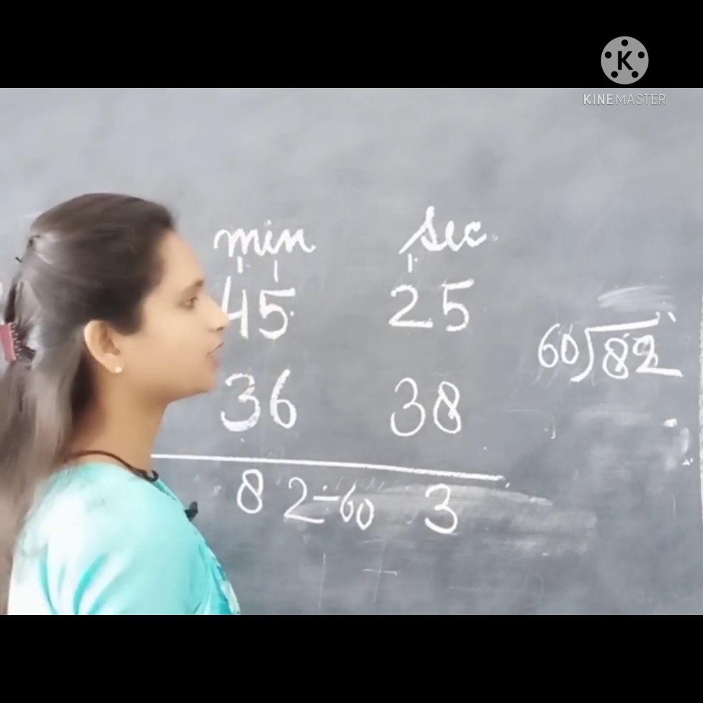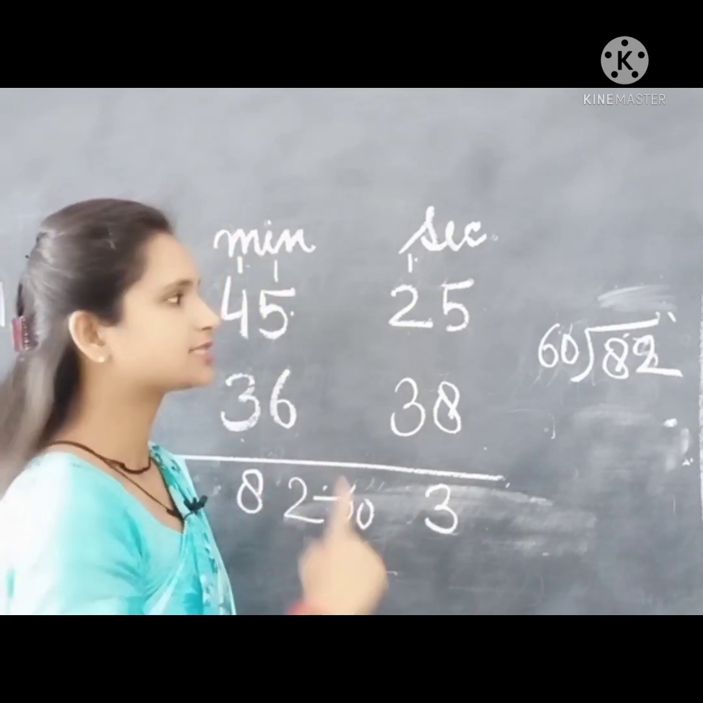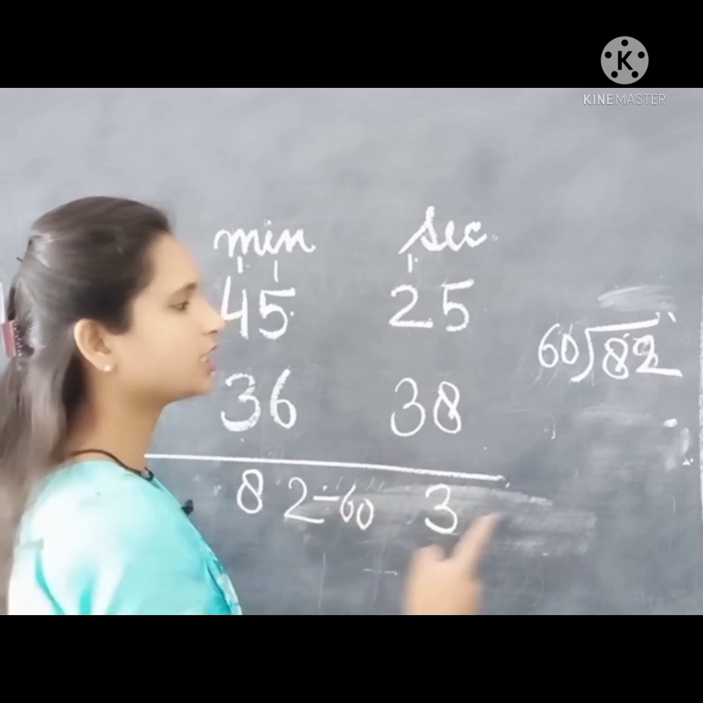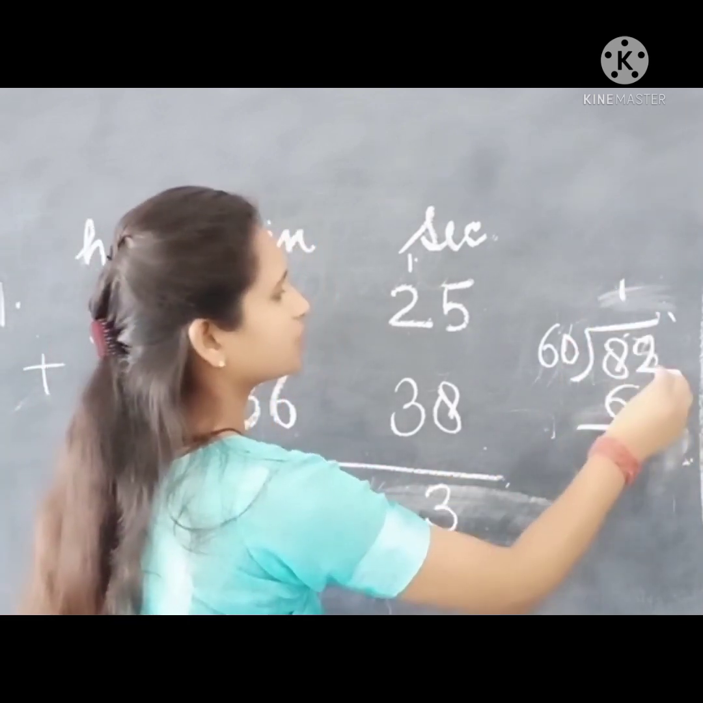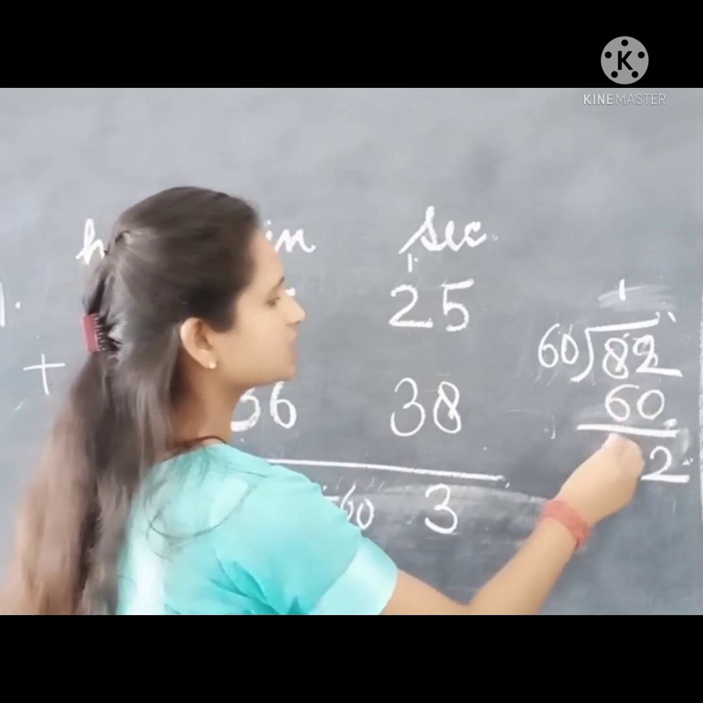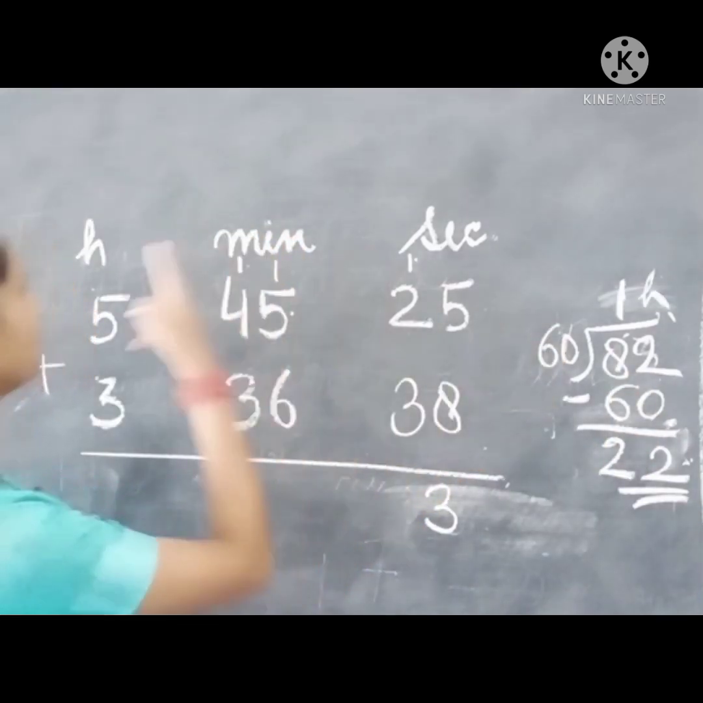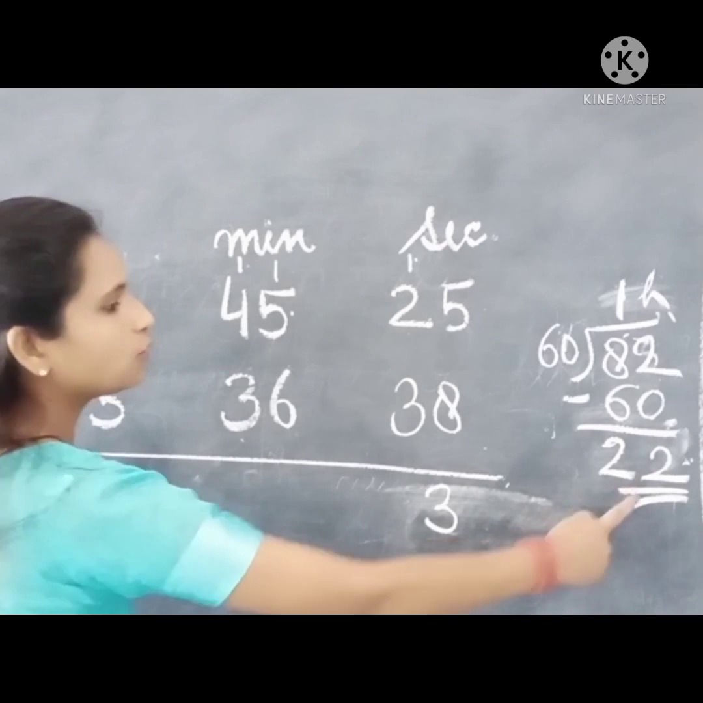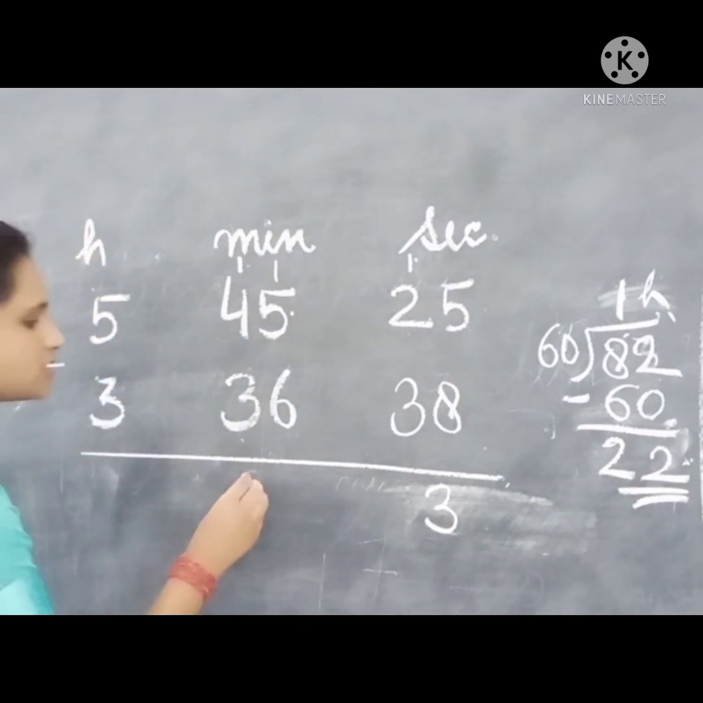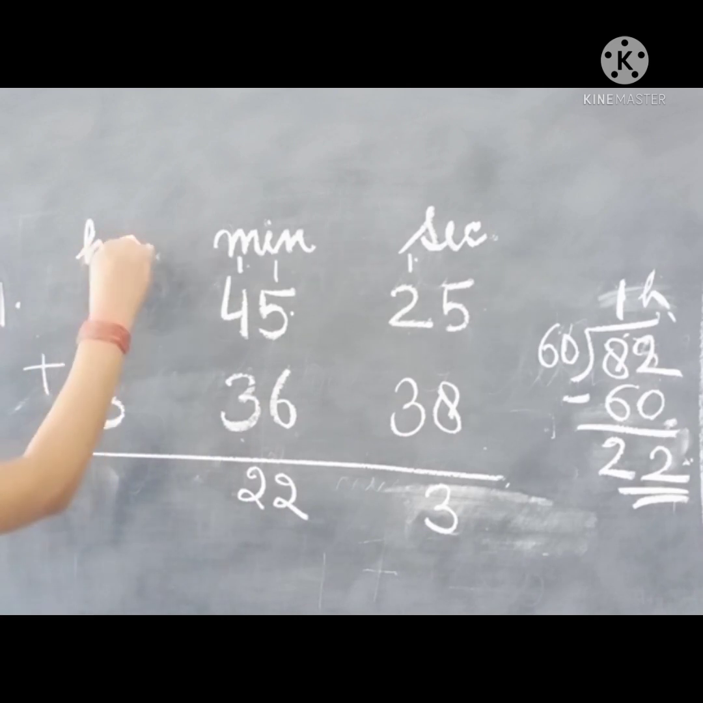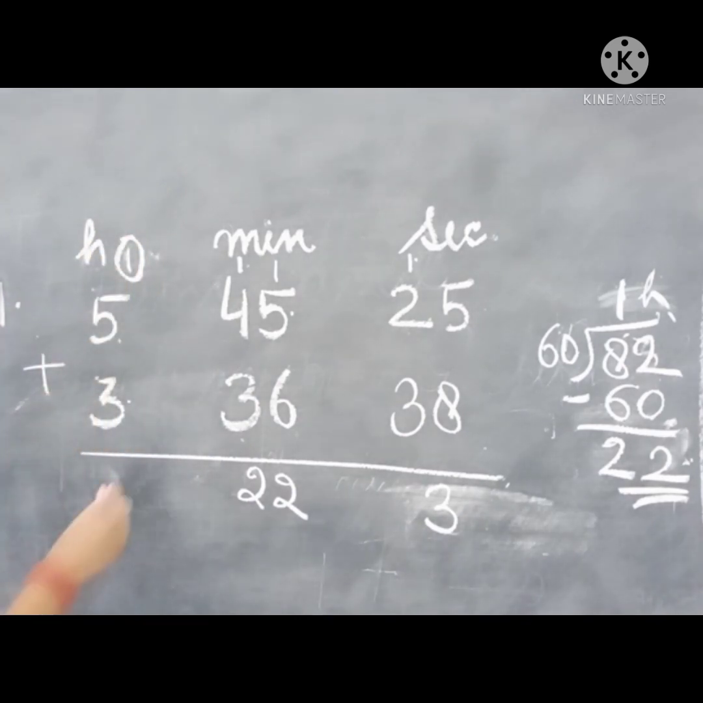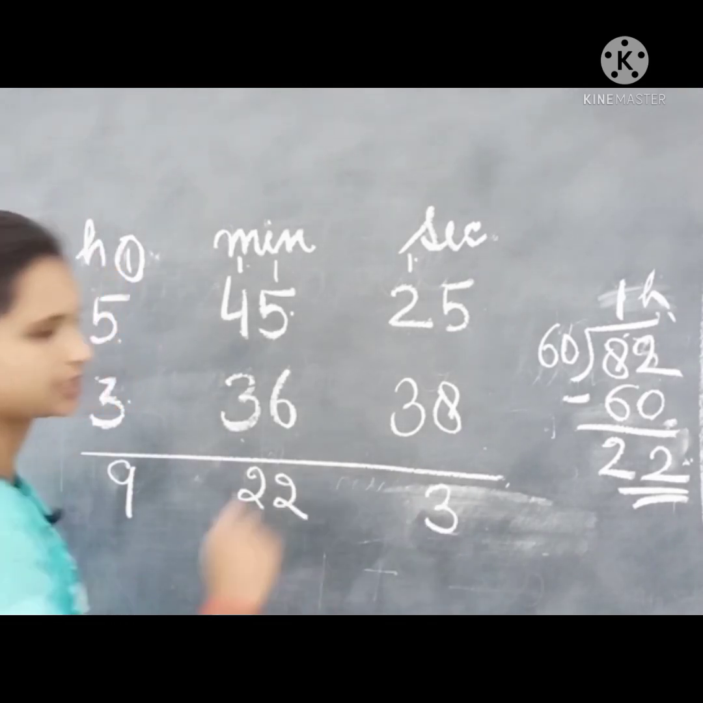82. Now 60 ones are 60 and 60 twos are 120, so we have to take 60 ones are 60. 2, and 8 minus 6, 2. 1 will go as carry and 22 will come here as our answer for minutes. 22, and 1 will go as carry here. 5 plus 3, 8. 8 plus 1, 9. So here is our answer, 9 hours, 22 minutes and 3 seconds.